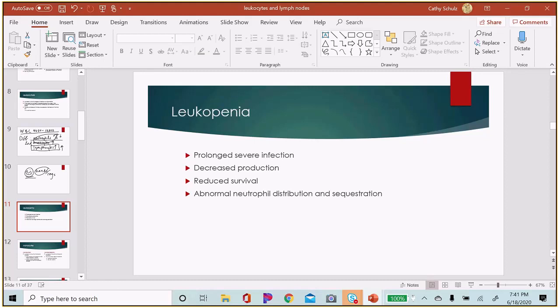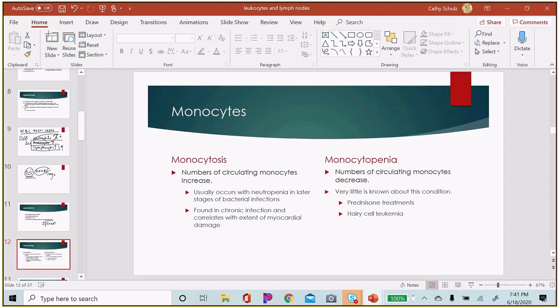Leukopenia, or low white blood cell count, occurs with prolonged severe infection if there's decreased production for some reason, if the white blood cells are poorly made and there's decreased quality, so they're destroyed early, or if for some reason the neutrophils are being sequestered someplace, they're not in active circulation. And one of the places that neutrophils or white blood cells can get sequestered in is the spleen, which we'll go into further.